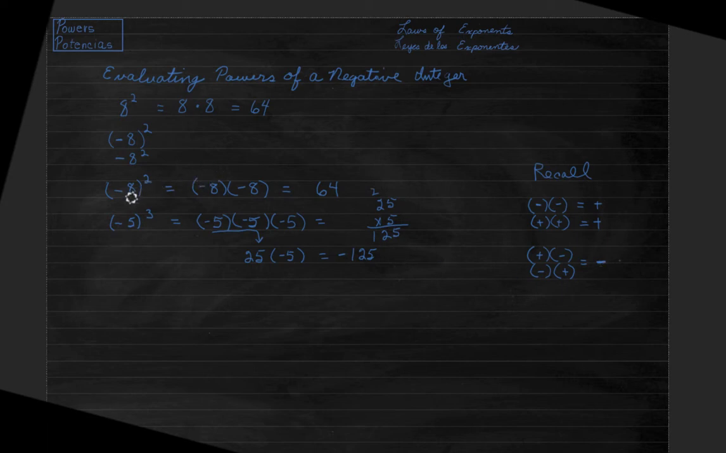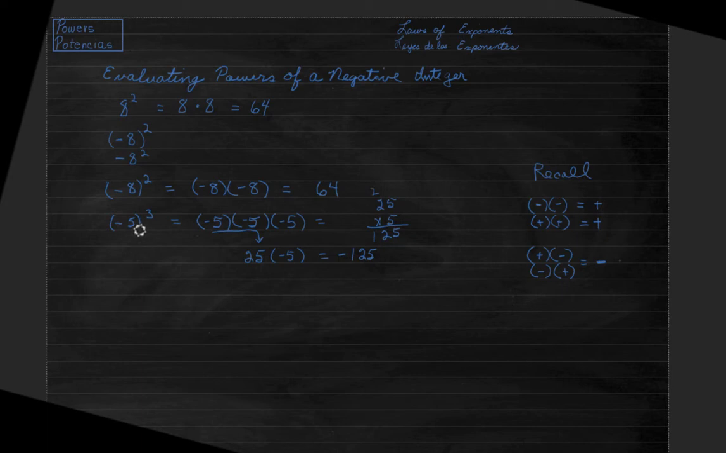En el primer ejemplo aquí, el 8 negativo, siendo que tengo un par de negativos, voy a sacar un positivo, 64. So, no es necesario ponerle el signo de más, porque el número sin signo indica que ya es positivo. So, este es un 64 positivo.